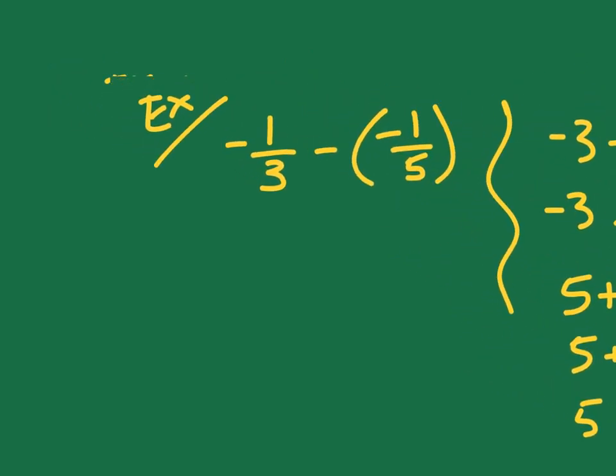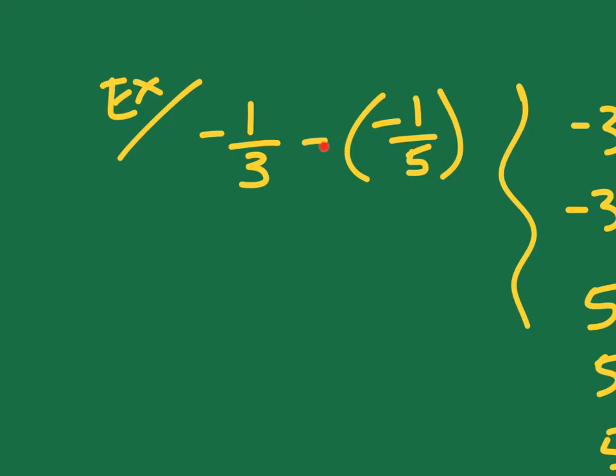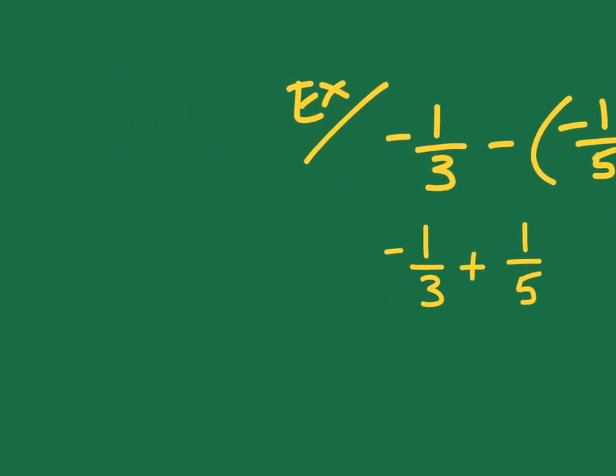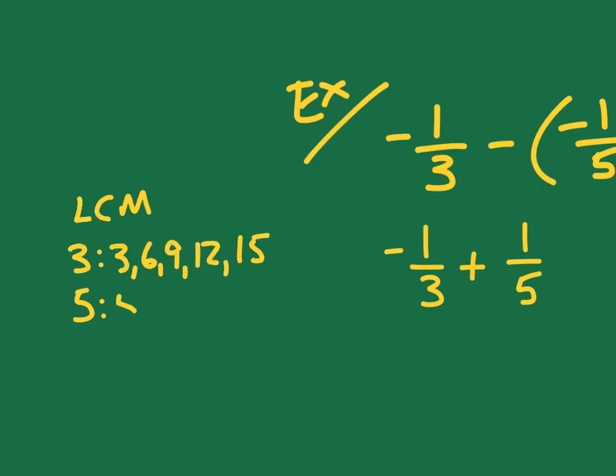So over here, the first thing I'm going to do, because I'm taking a negative and subtracting another negative, I'm going to rewrite this as -1/3 plus 1/5. Now, what I don't have is a common denominator. And if I think of my least common multiple for both of those lists, I've got my list for 3, I've got my list for 5. All right, I'm going to write out my multiples, 3, 6, 9, 12, 15. Ooh, there we go. And I've got 5, 10, and 15. All right, so 15 is my least common multiple, which is going to be my common denominator.